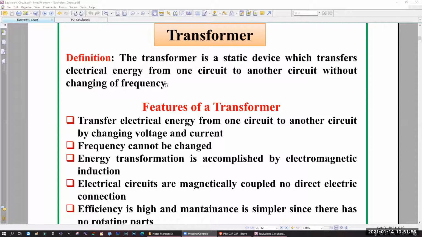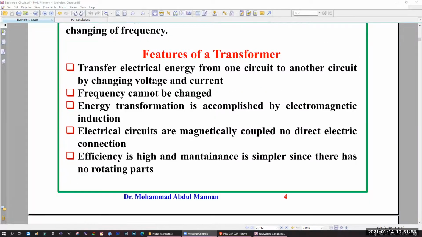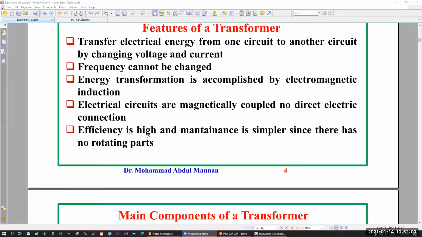Yes. Okay. Now these are the features of the transformer. You read it by yourself. This is for your self study. I can ask you what are the features of the transformer in the question, but you can read it by yourself. This is pretty self-explanatory.